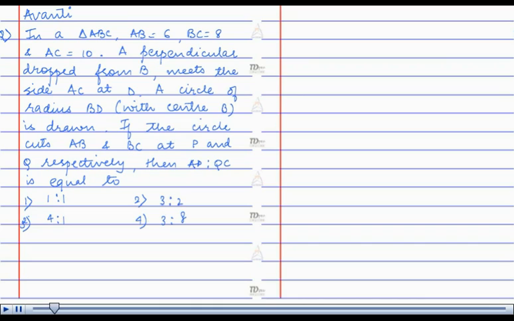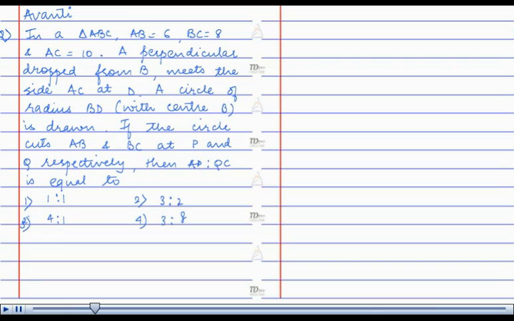The question is, in a triangle ABC, AB is equal to 6, BC is equal to 8 and AC is equal to 10. A perpendicular drop from B meets the side AC at D. A circle of radius BD with center B is drawn. If the circle cuts AB and BC at P and Q respectively, then AP is to QC is equal to.